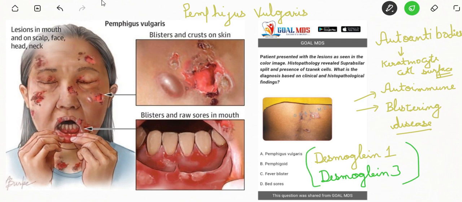These desmogleins are components of desmosomes. So what the autoantibodies will do is attack these desmosomal components and inhibit the molecular interaction. As a result of this attack on the desmosomes, you would see a split that develops within the epithelium. This split is responsible for the blister formation.